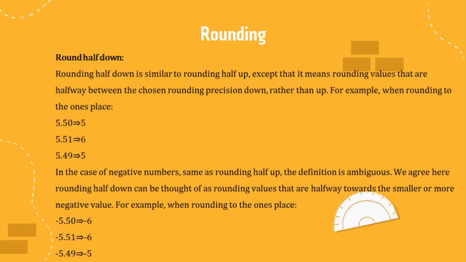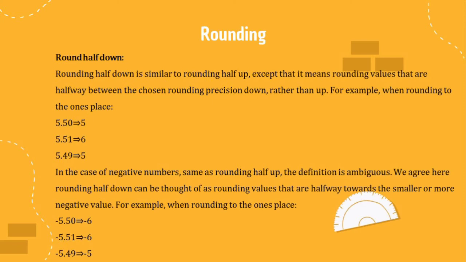For example, when rounding to the ones place, 5.50 equals 5, 5.51 equals 6, 5.49 equals 5. In the case of negative numbers, same as rounding half up, the definition is ambiguous. We agree here rounding half down can be thought of as rounding values that are halfway toward the smaller or more negative value. For example, when rounding to the ones place, negative 5.50 equals negative 6.